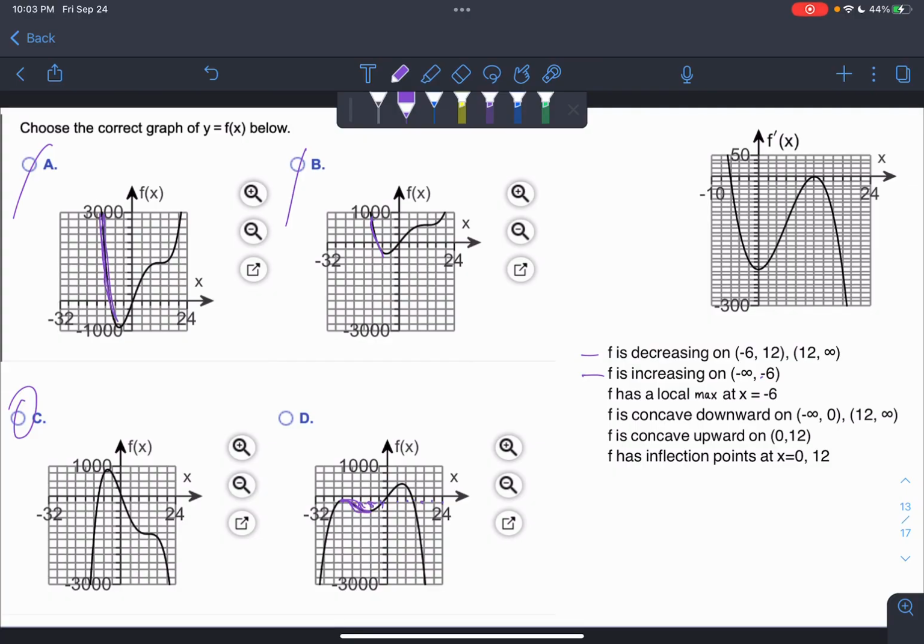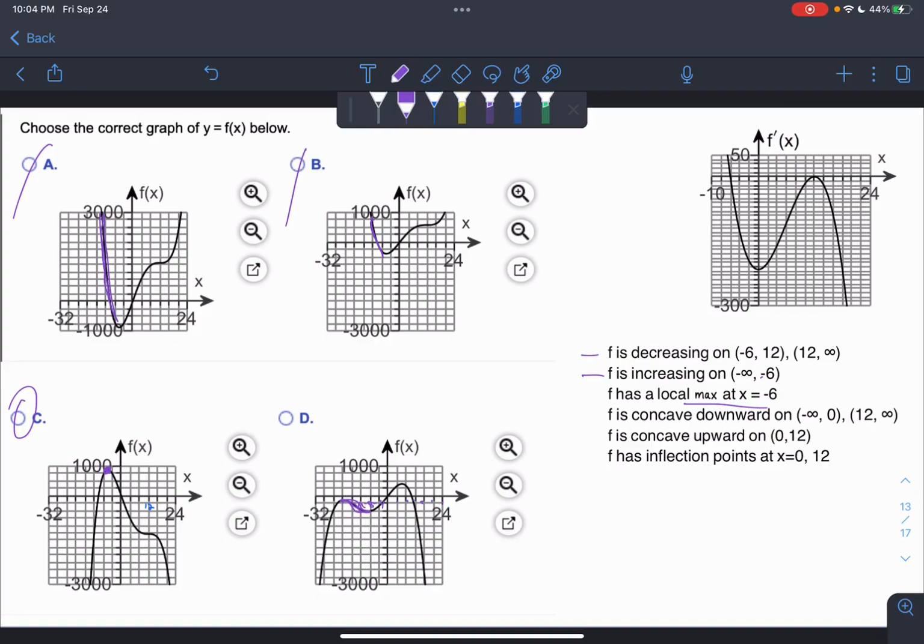So we are increasing from negative infinity to -6. Then we are decreasing from -6 to 12, which is about here. And then I notice I have a horizontal tangent at 12, which is good. And then we're still decreasing, so C does fit the description pretty well. We also have a local max at -6, right? This is a local max.